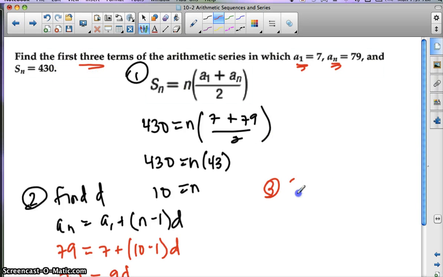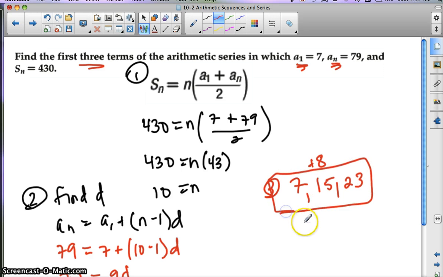Now our third step here is the first three terms. If we know the first term is 7, we're going to be adding 8 each time. So 7, then it's going to be 15, then 23. So lots of steps here. We've got to work through it, using our formulas and testing which formula would work.